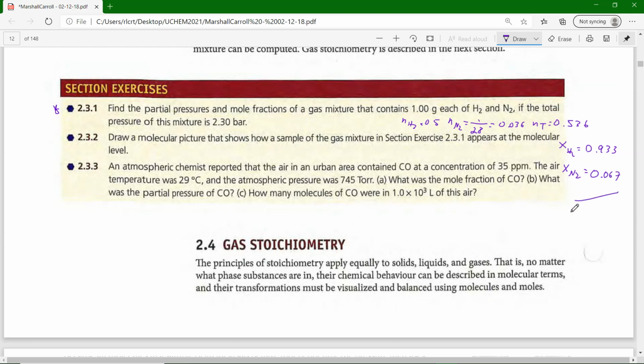And good check, right? You add those together and get 1.00, right? 0.933 plus 0.067. So that's good. I like to get the mole fractions as soon as I possibly can. So I got those. Now I want to get the partial pressures. So the partial pressure of hydrogen is the mole fraction of hydrogen, 0.933, times the total pressure, which is 2.3 bar. 0.933 times 2.3, 2.15.